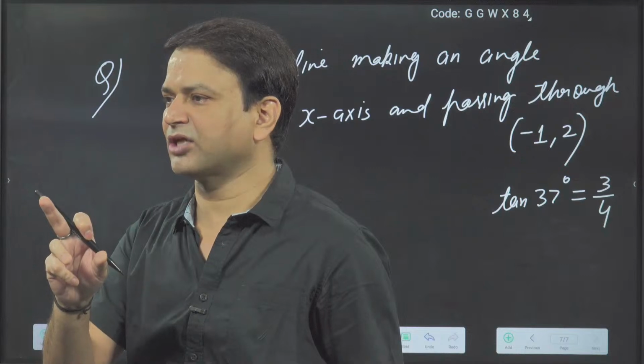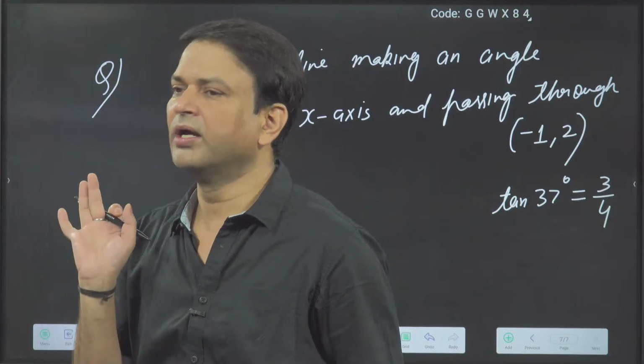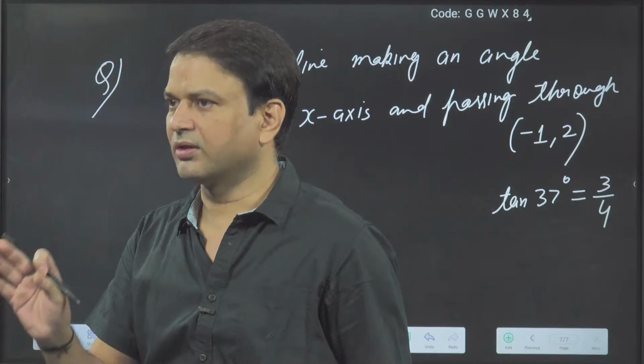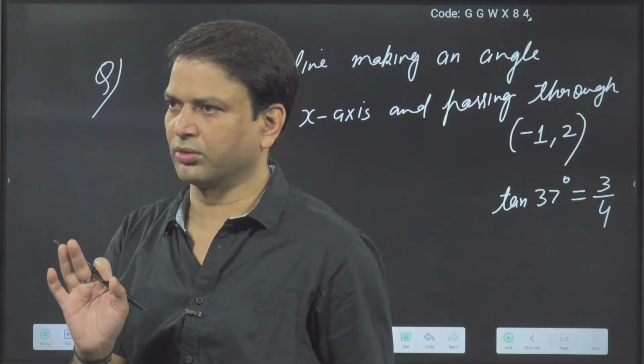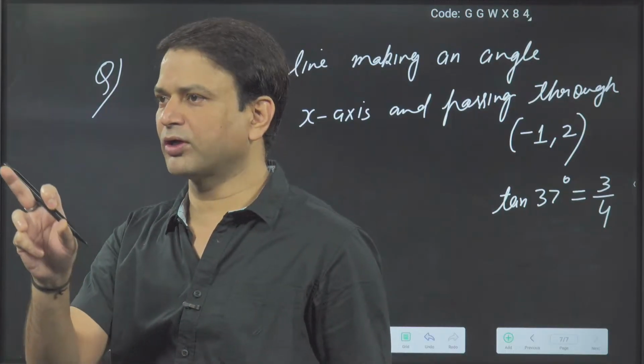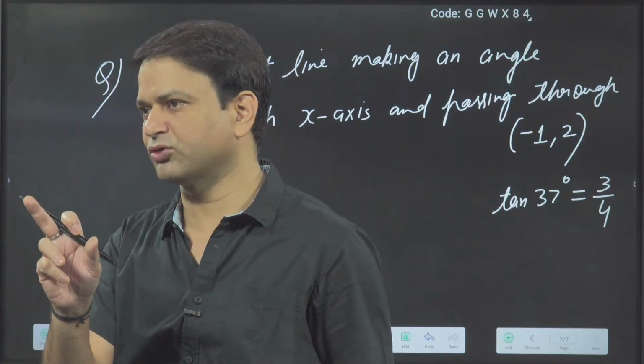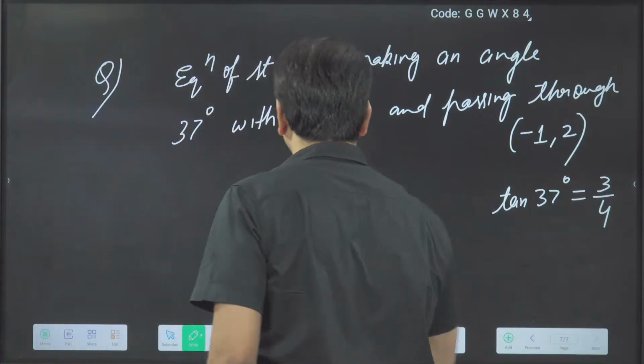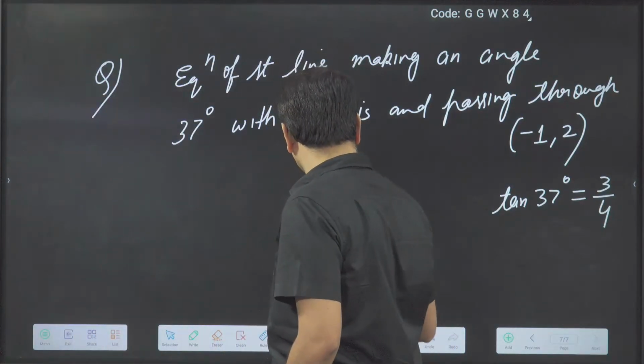So with the x-axis, how much angle is it making? 37. So what is the slope? Tan 37. The value of tan 37 I gave is 3 by 4, and the point I gave is minus 1 comma 2. So x1 is what? Minus 1. y1 is what? 2. So what is the equation?